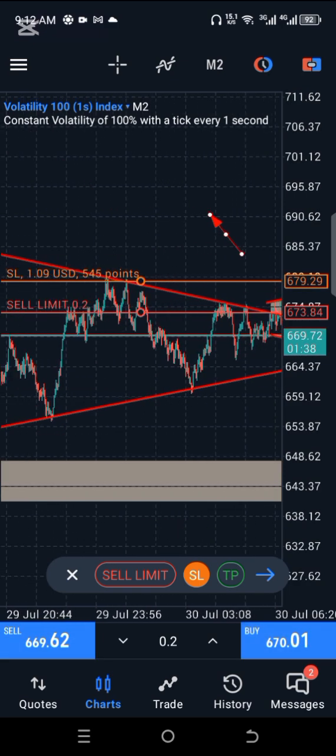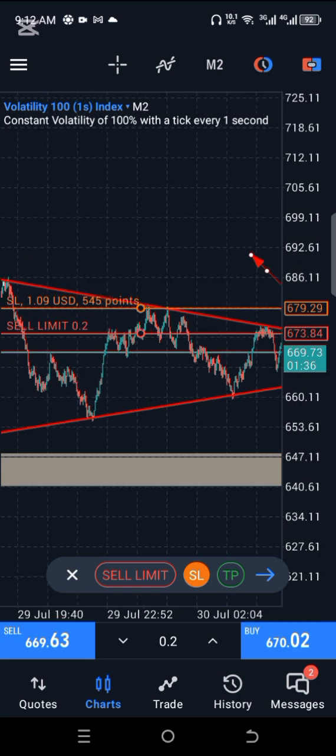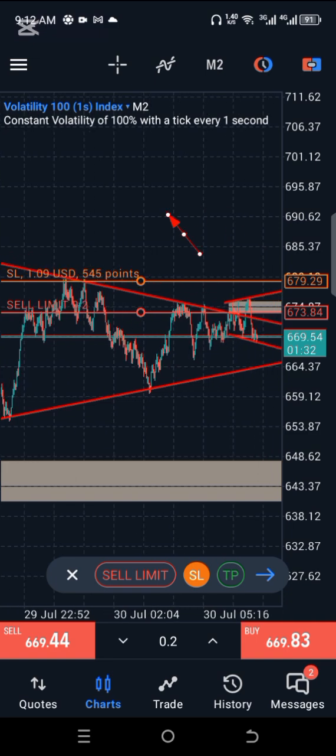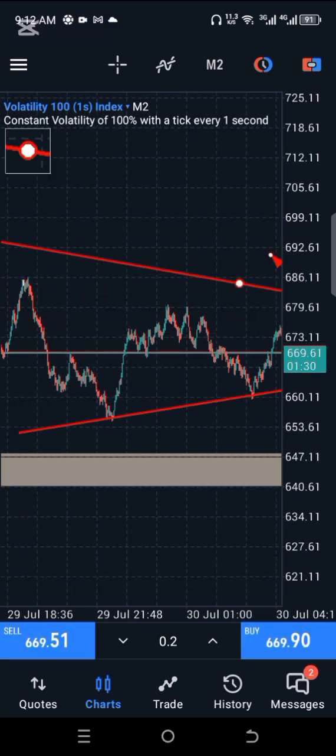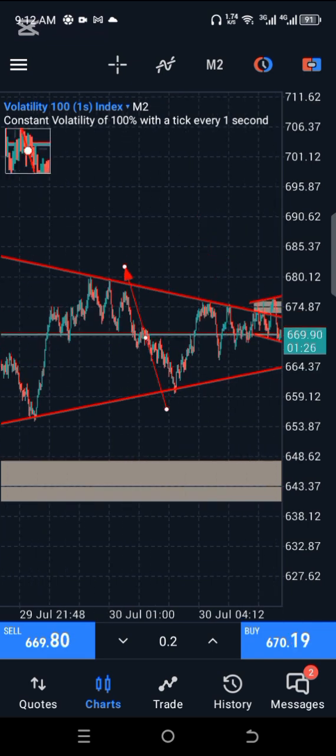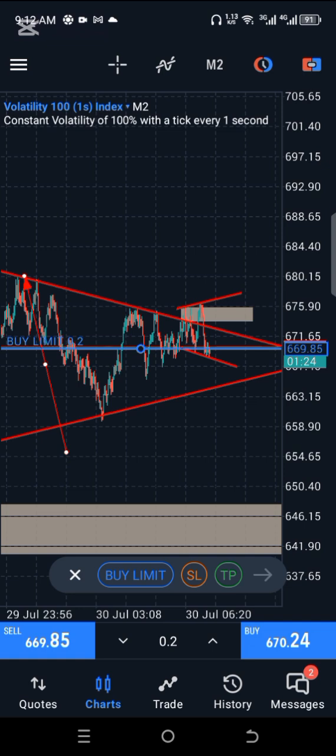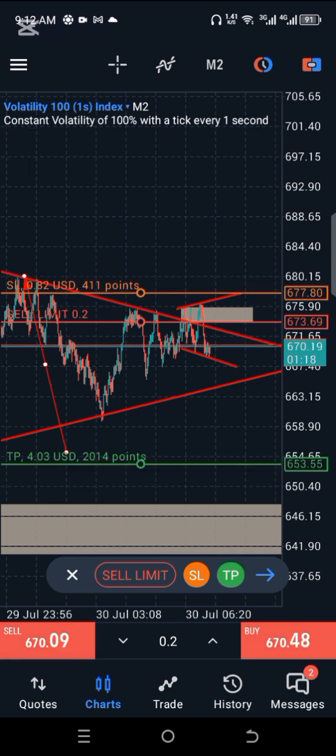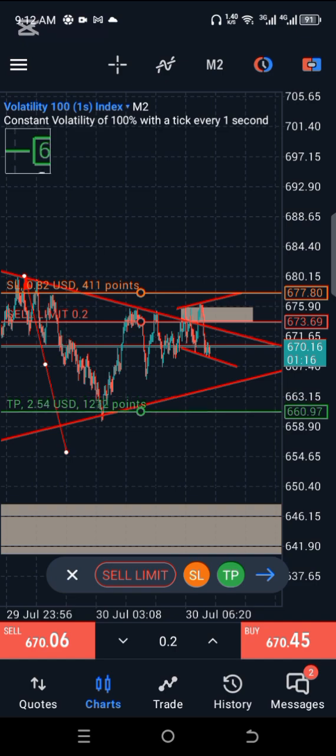Give it like $1. I think $1 is good. There's also liquidity here. Either way, let's patch. We'll come back again in like an hour.